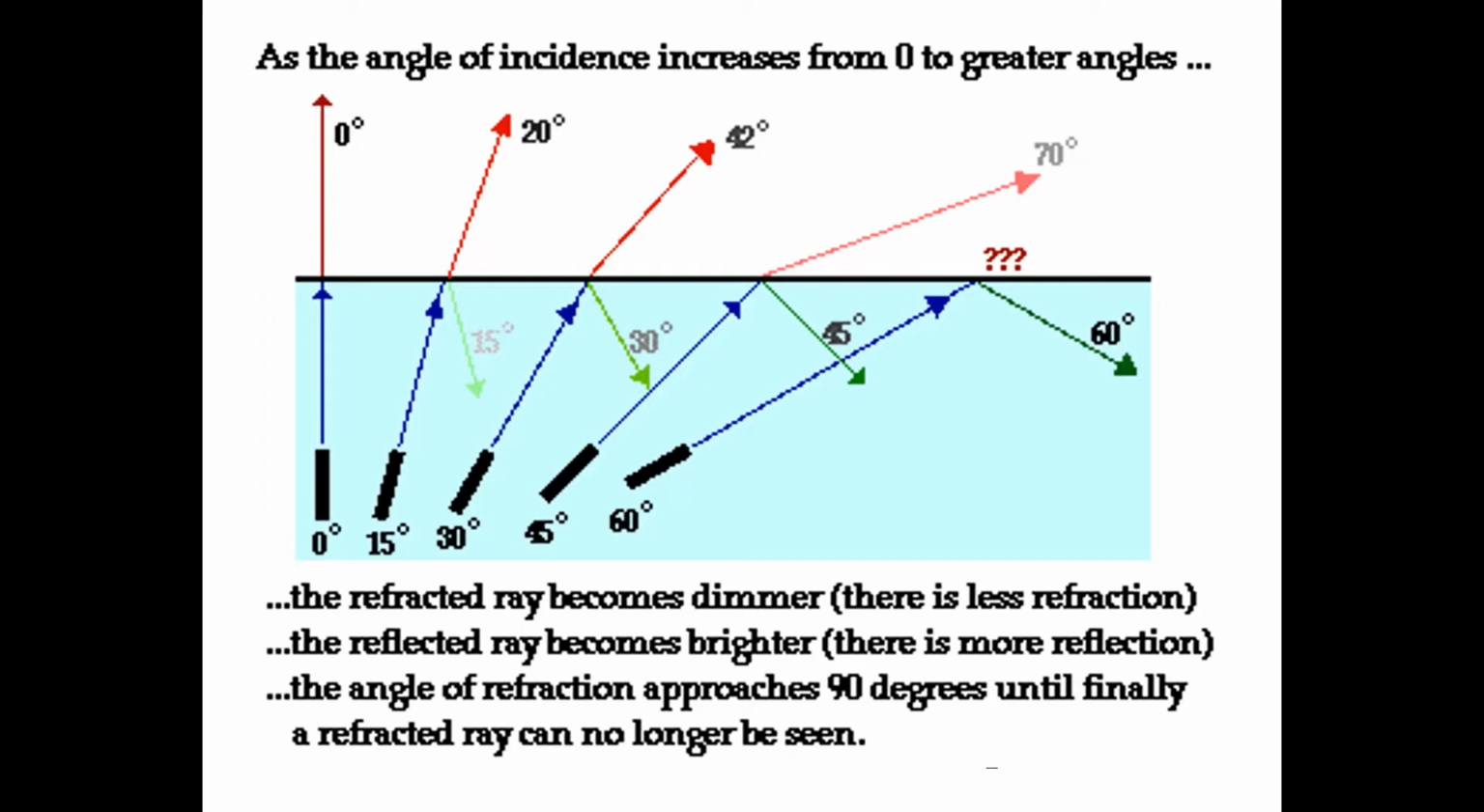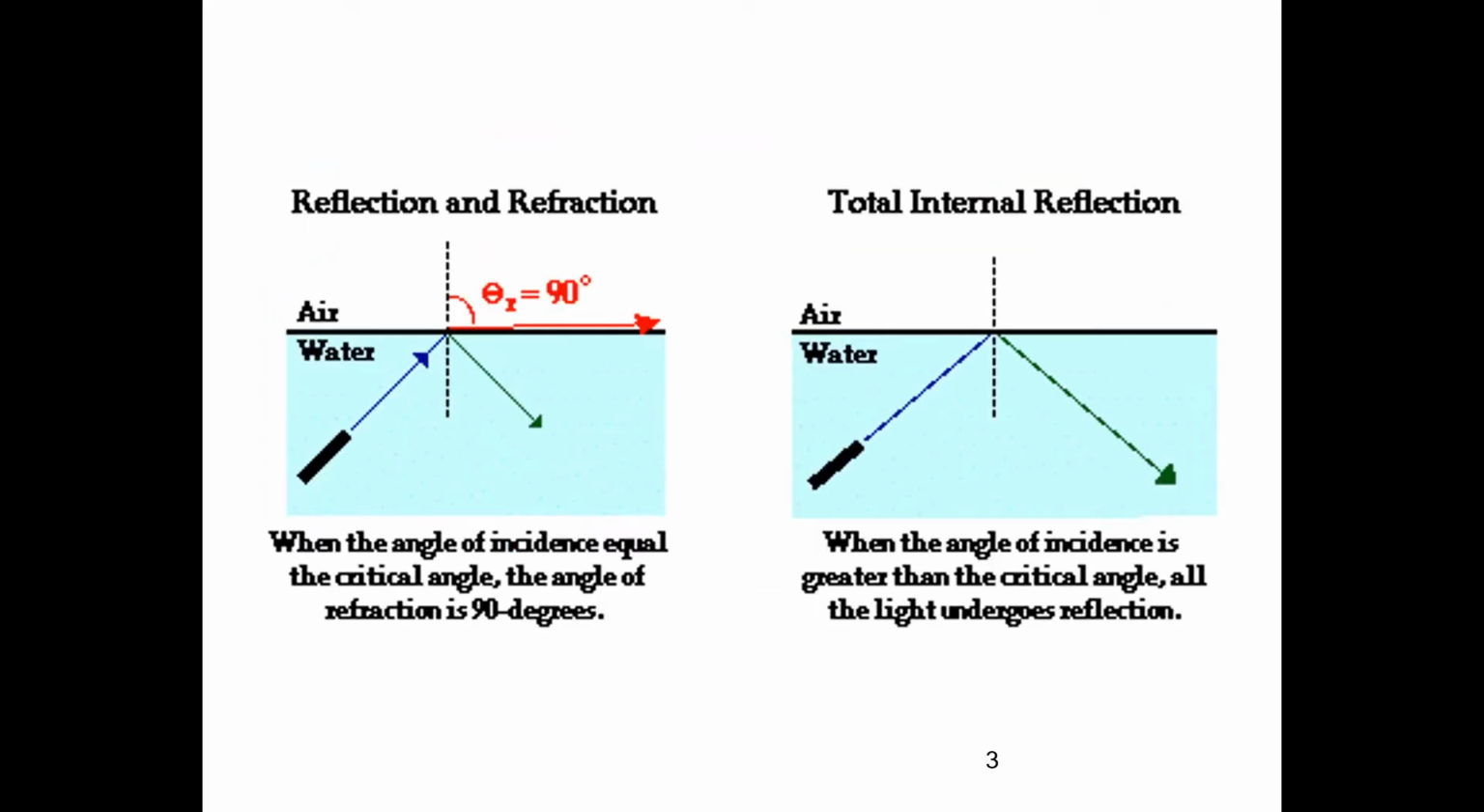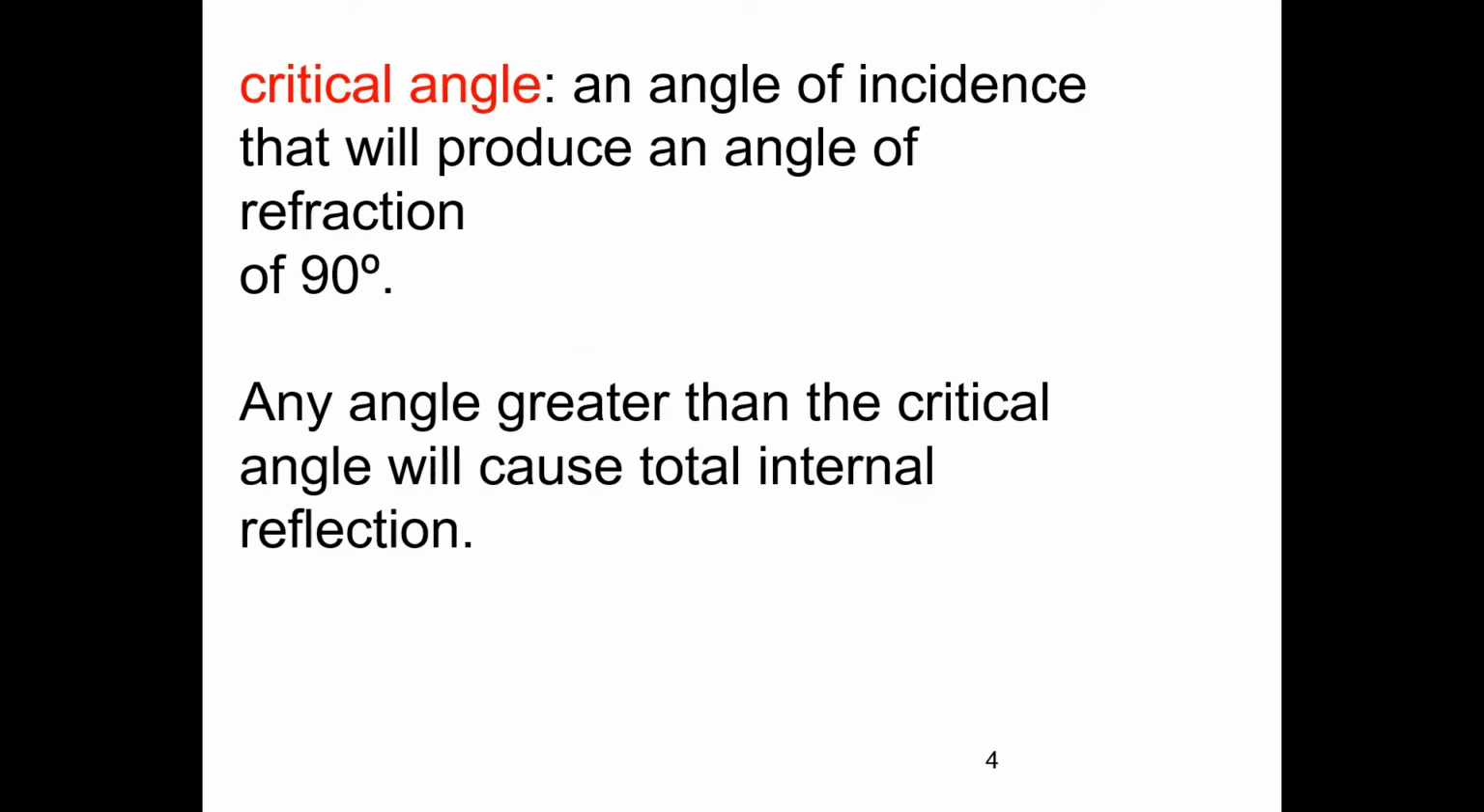So the question is, notice the 3 question marks over on the right, is there some incident ray angle which produces a refracted ray of 90 degrees, or right on the boundary between the two mediums? The answer is yes, and it's called the critical angle. All of the incident rays will be reflected. So for your notes, the critical angle: an angle of incidence that will produce an angle of refraction of 90 degrees. Any angle greater than the critical angle will cause total internal reflection.